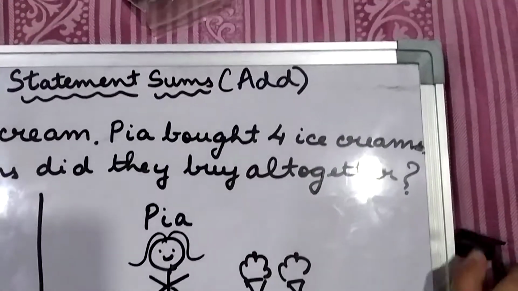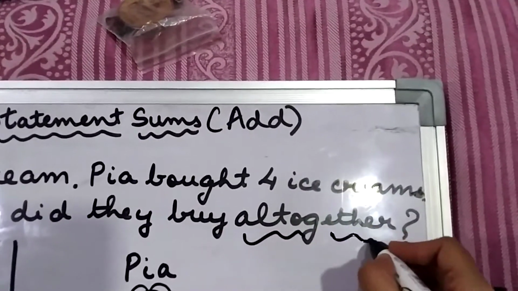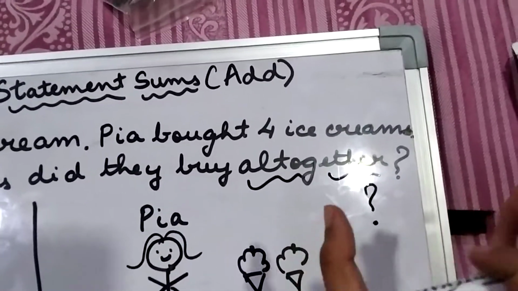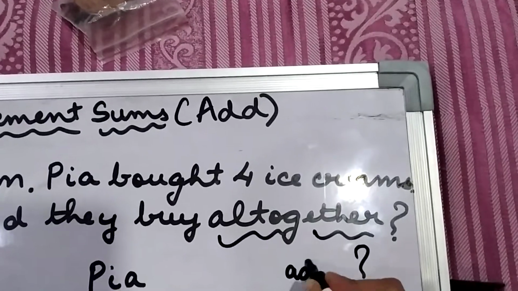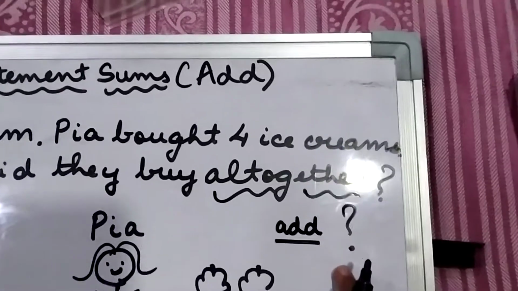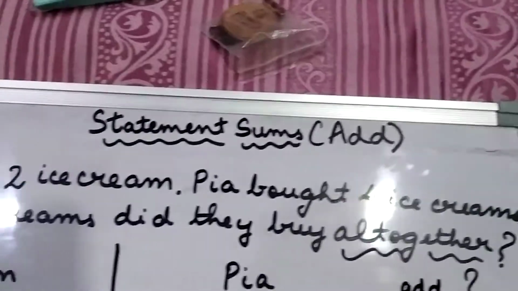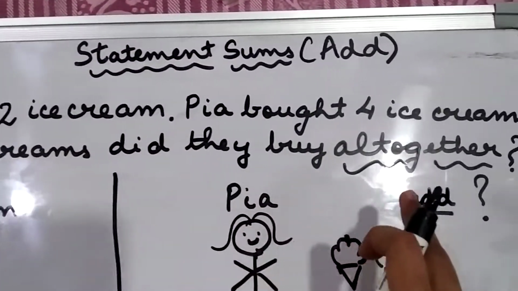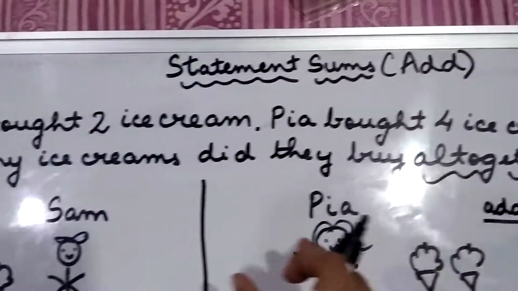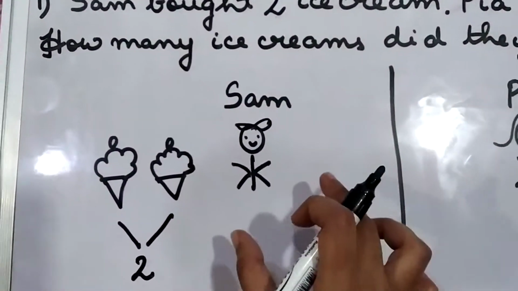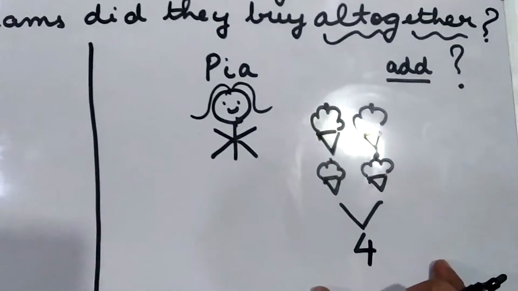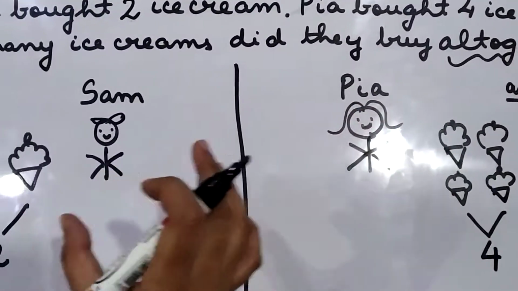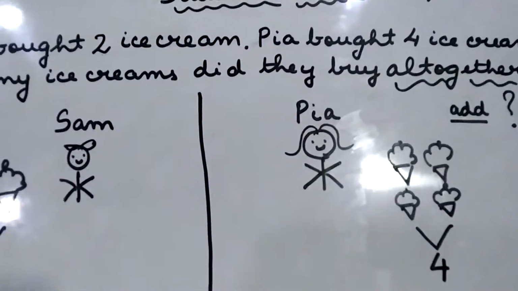So children, what is the meaning of all together? All together means मिला के, दोनों को जोड़ के, by adding. All together is the identification that this sum is based on addition. So read the last line again. How many ice creams did they buy all together? That means when I count the number of ice creams Sam has bought and the number of ice creams Pia has bought, then total by adding both these ice creams, how many ice creams did I get?